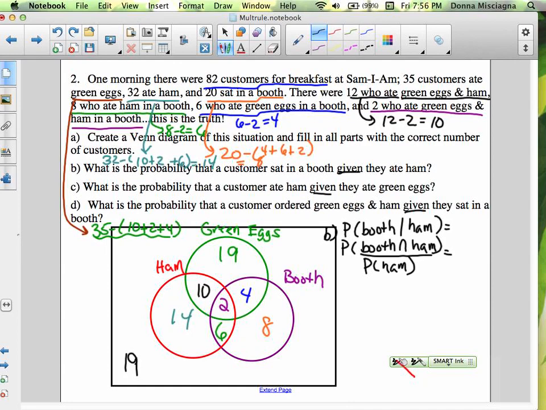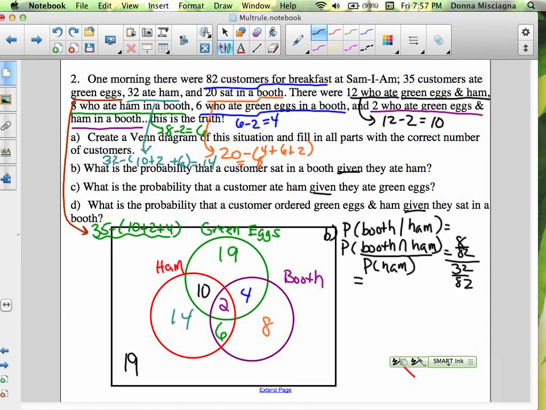So the probability of booth and ham, we have to look where booth and ham intersect. And be careful. You got to make sure you've got the correct value. So booth and ham is going to include the 6 and the 2, right? Because it's where the red and the purple intersect. Just because green also intersects at 2 doesn't matter. So that's 8 in the intersection. And so that's 8 out of 82 people, divided by the probability for ham. Ham is everybody in the red circle, and so it was 32. 32 people ate ham. So 32 divided by 82.